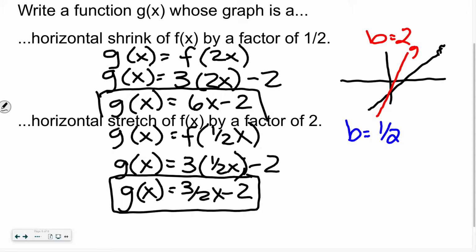Would it be okay if you wrote 1.5x minus 2? Yeah. The one time I don't want you to write decimals where you have fractions is if your decimals don't end. So if it's like 1/3 x, I don't want to see 0.3. Not the same thing. I don't want to see 0.333. I just want to see 1/3. Are we okay with that horizontal stretch and shrink?